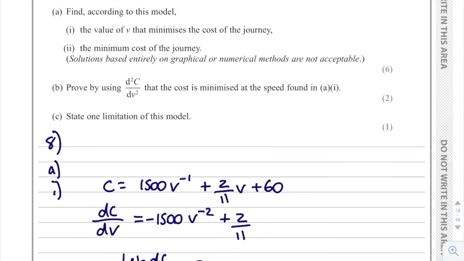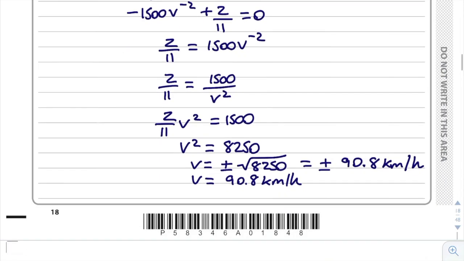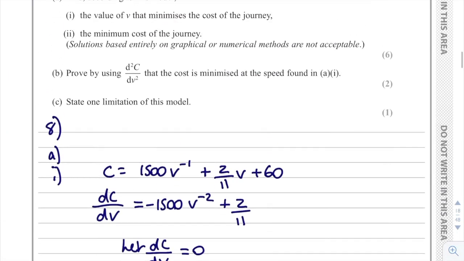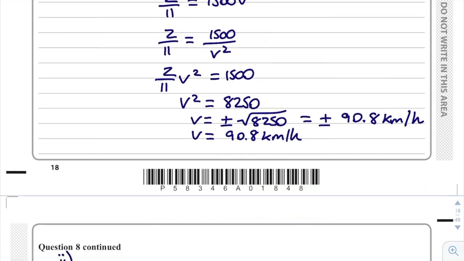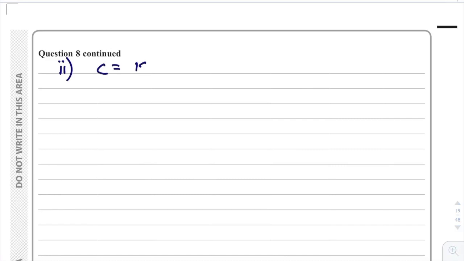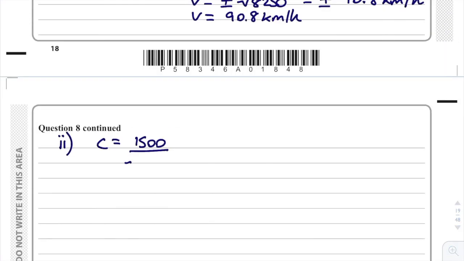And the second part says, find the minimum cost of the journey. What we're doing is we're taking this equation, we've worked out one of our values for the minimum point, now we need to work out the other value, which is the cost. This is our y value, if you like. So what we can do is substitute the square root of 8,250 into c. So I get c equals 1500 over square root of 8,250 plus 2 over 11 times the square root of 8,250 plus 60, and then I can work out what value I get for c.